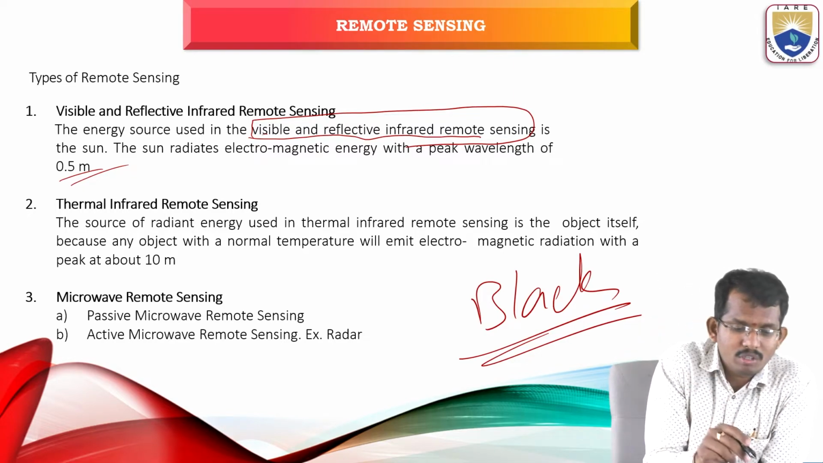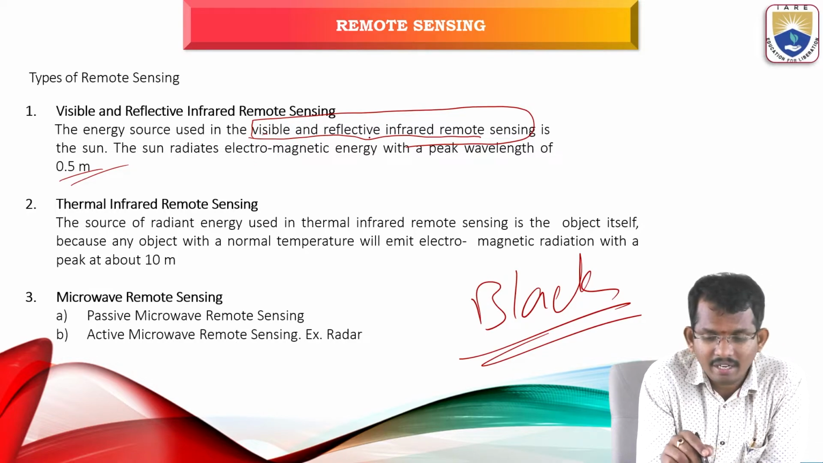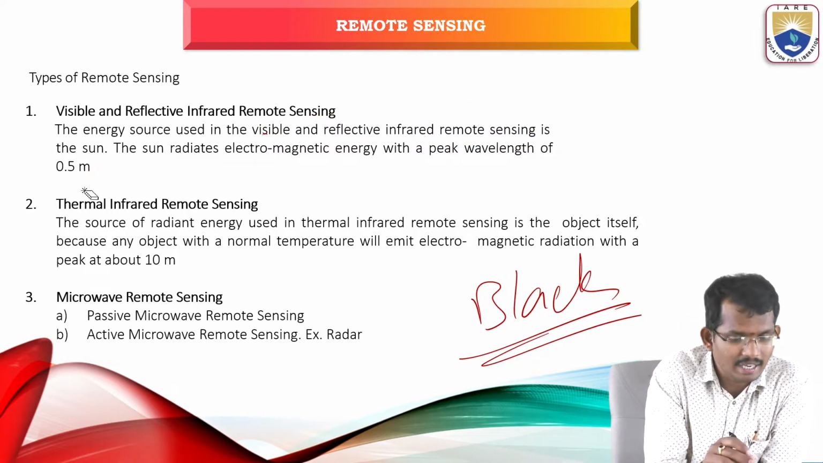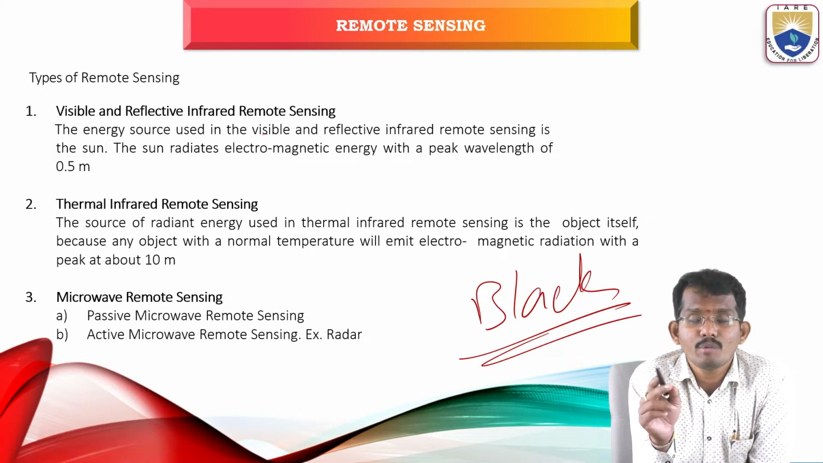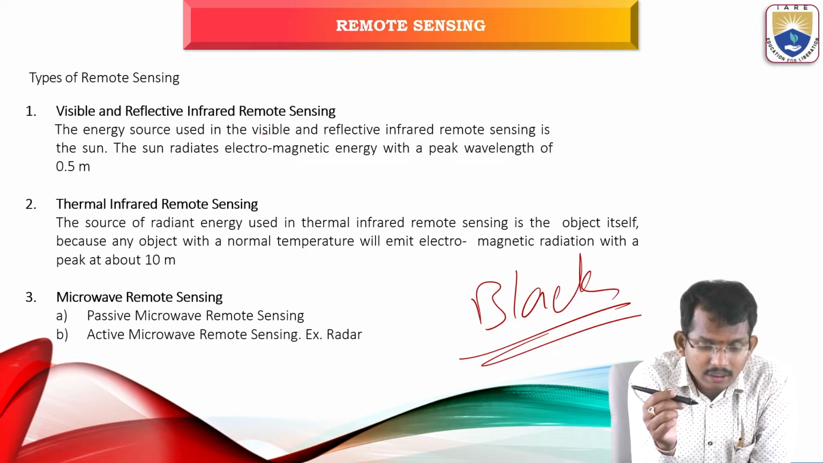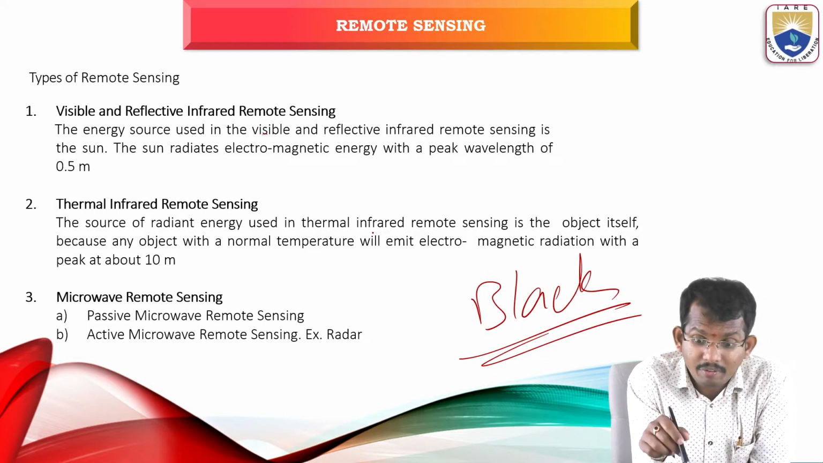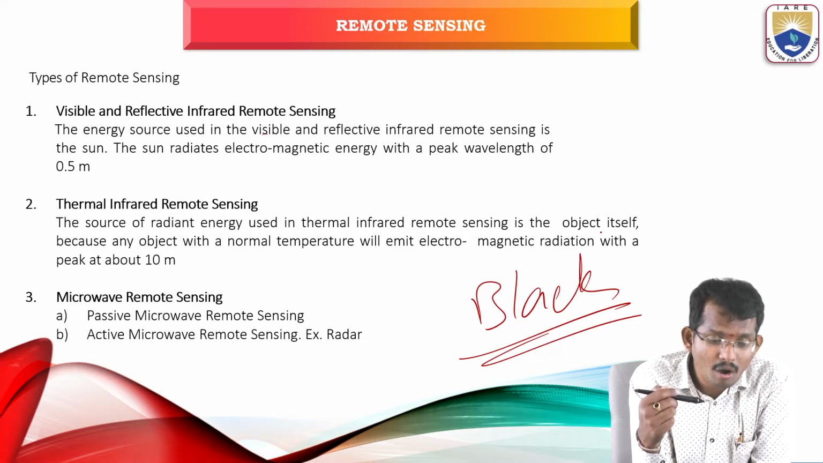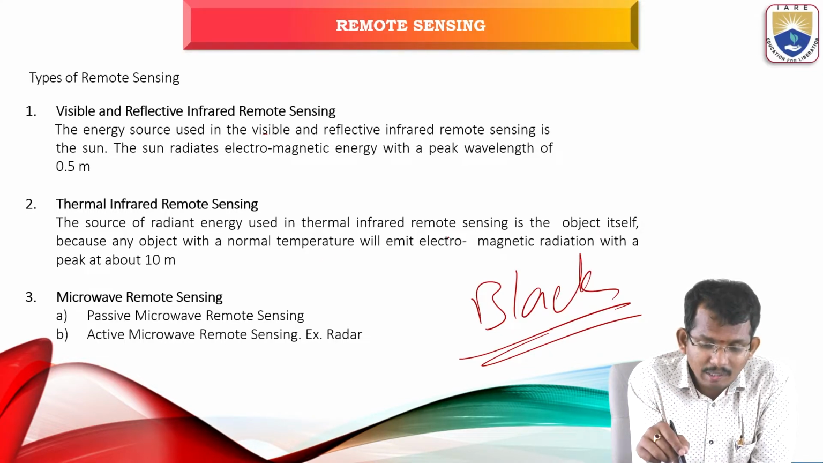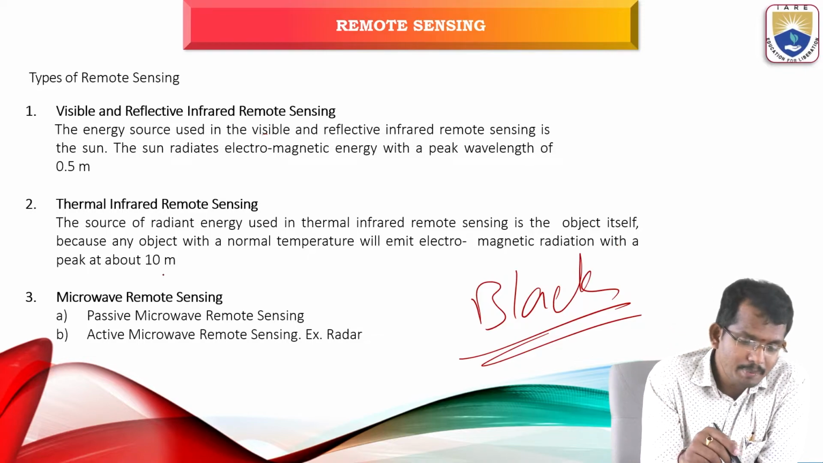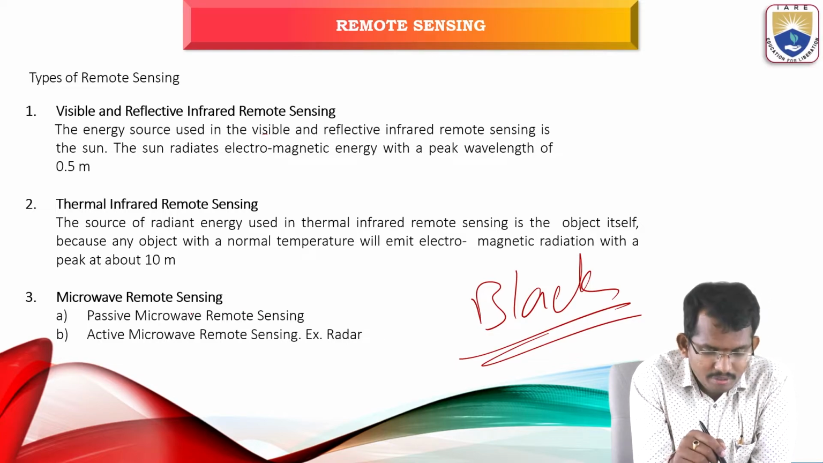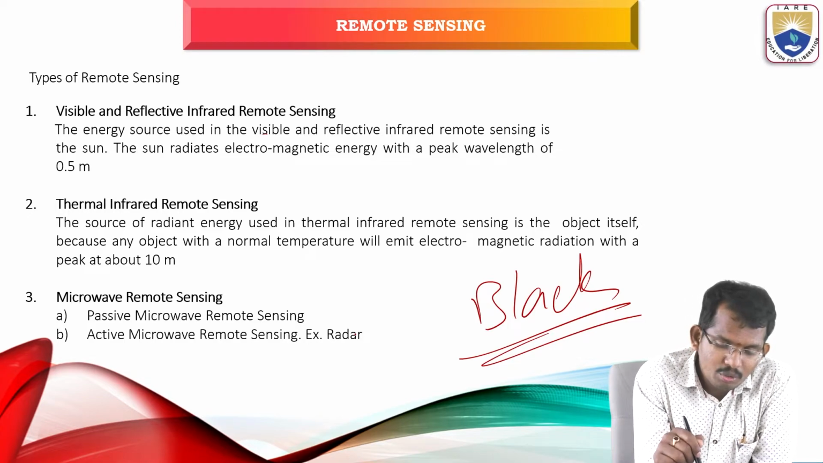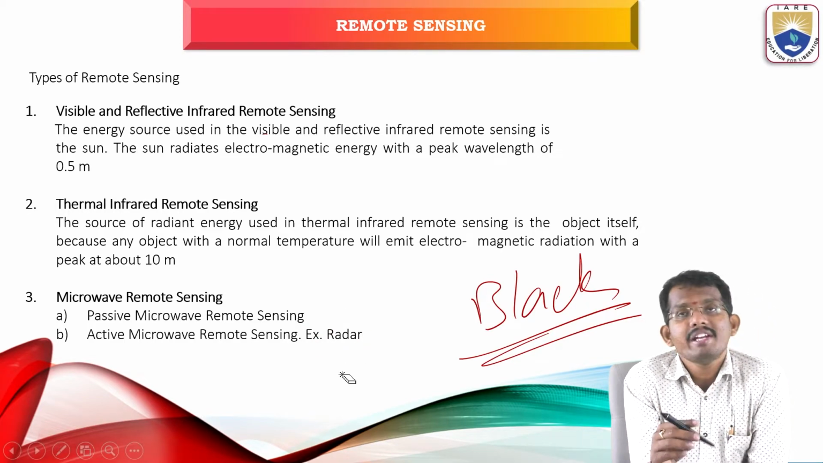So here, the energy source used in visible and reflected IR remote sensing is sunlight. So sunlight emits radiation; that is called visible remote sensing or reflected infrared remote sensing. Whereas in thermal infrared remote sensing, the source of radiant energy is the object itself, because any object at a normal temperature emits electromagnetic radiation with a peak of about 10 micrometers. And microwave remote sensing has two types: active microwave remote sensing and passive microwave remote sensing. In active microwave remote sensing, we use a radar which can emit the electromagnetic radiation.